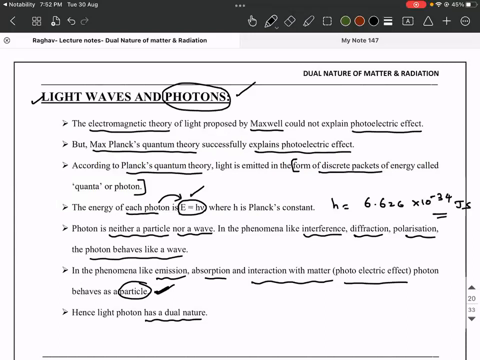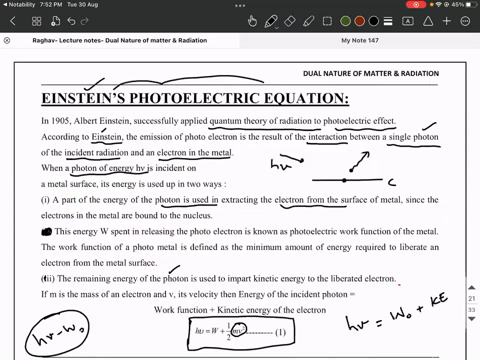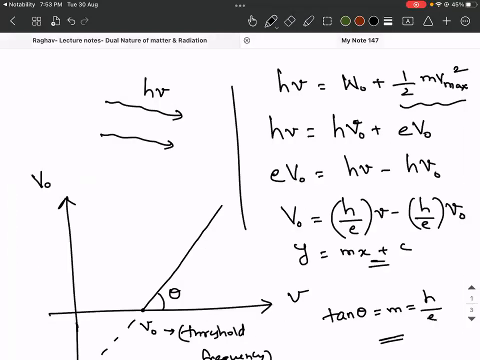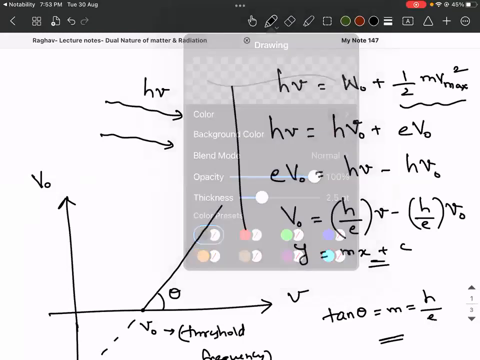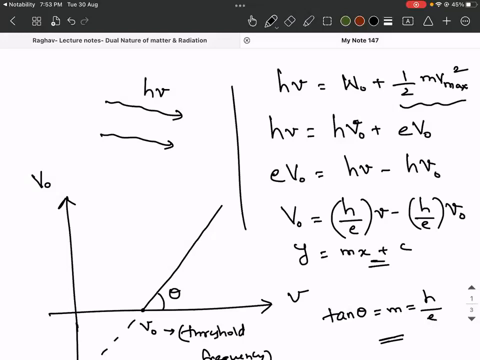Done. So this gives rise to Einstein's photoelectric equation, which I've already given to you. Here I explained: h nu is equal to W naught plus half m v max square. This is what is called Einstein's photoelectric equation.